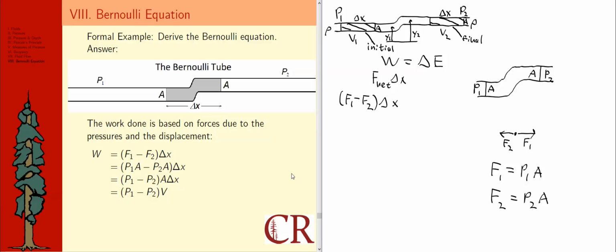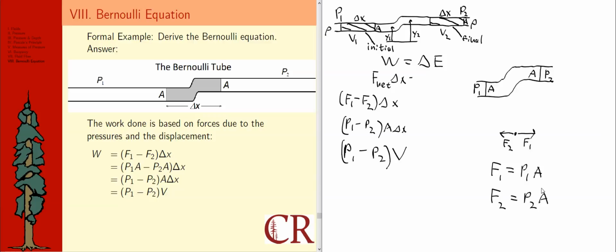And maybe I'll skip a step here, because you can see what happens is, since both of these are a pressure times an area and it's the same area, we can factor that area out and just turn this into P1 minus P2 times A delta x. But really that's going to be P1 minus P2 times the volume. And let me make that volume V nice and large, because we also have flow speeds V1 and V2 that are going to come in.